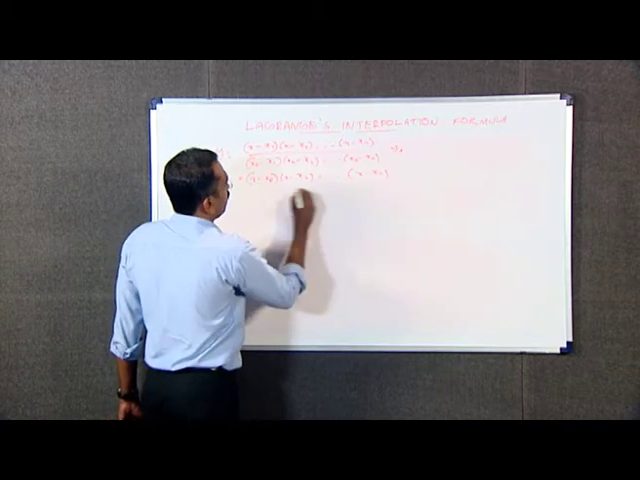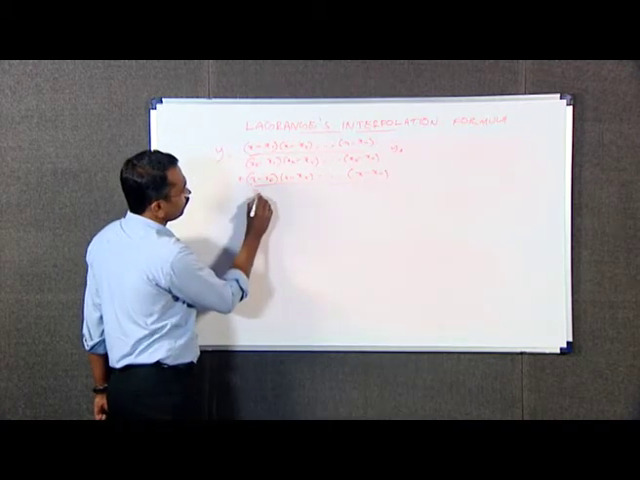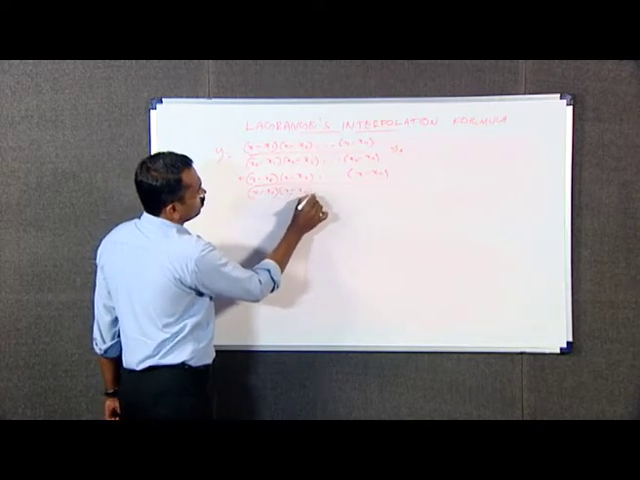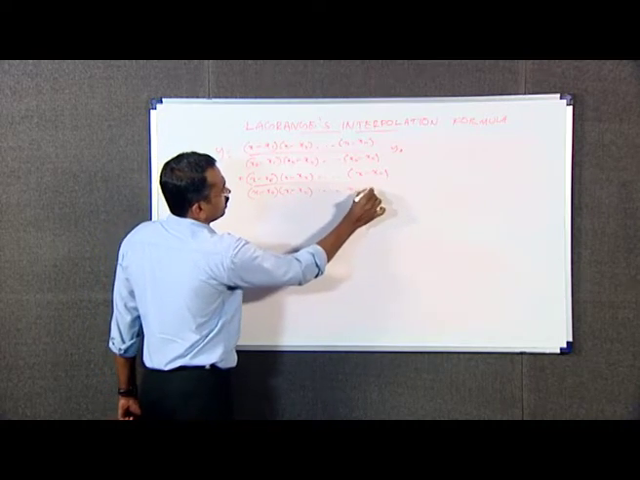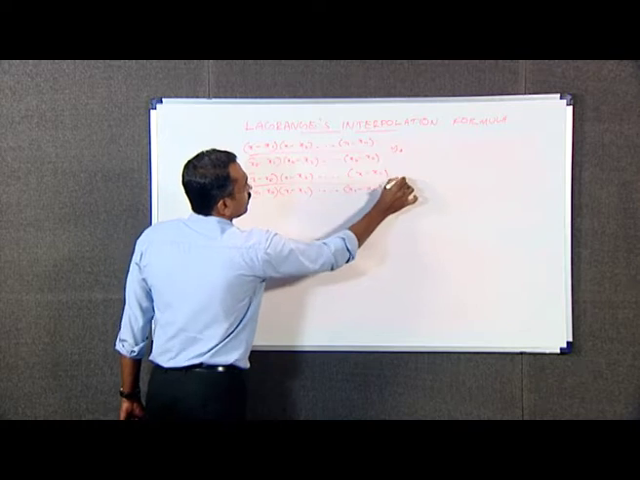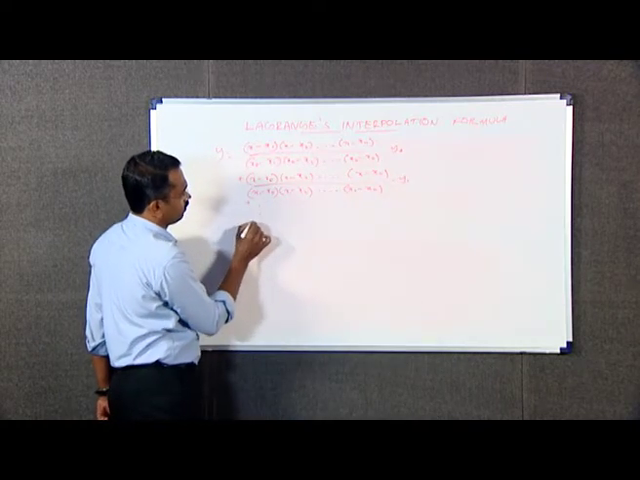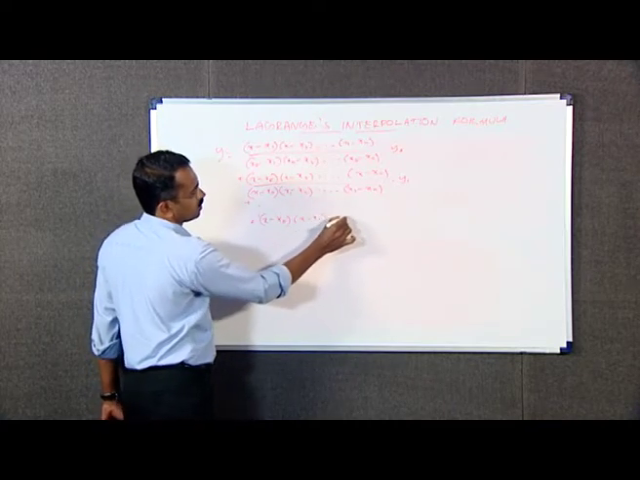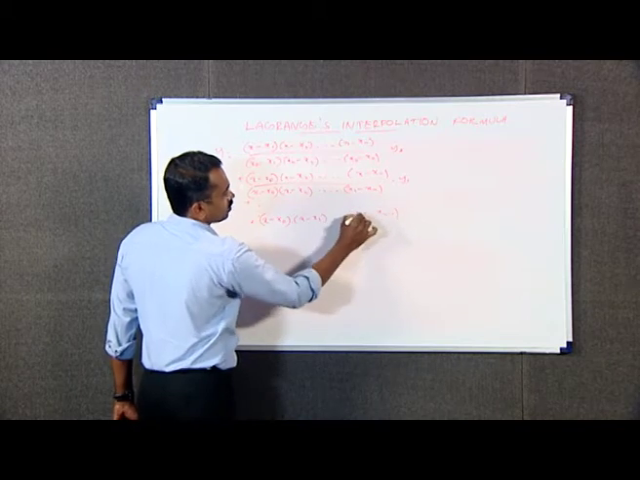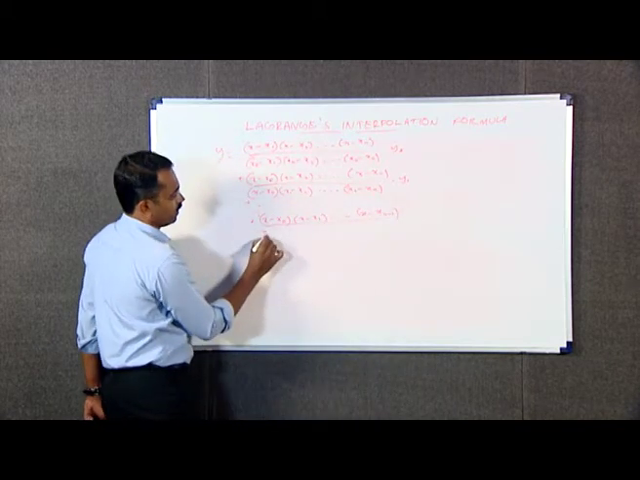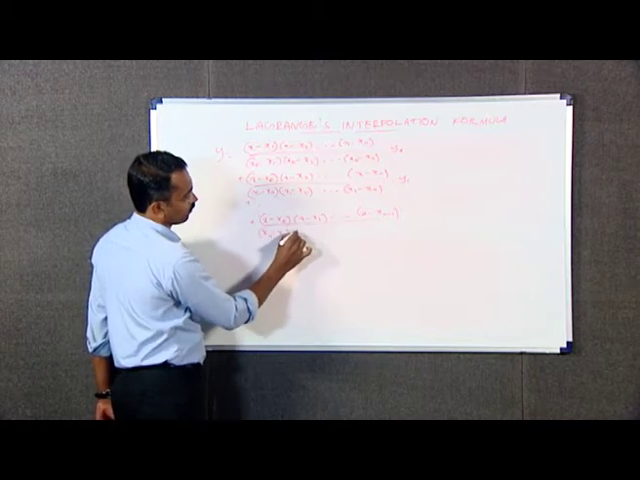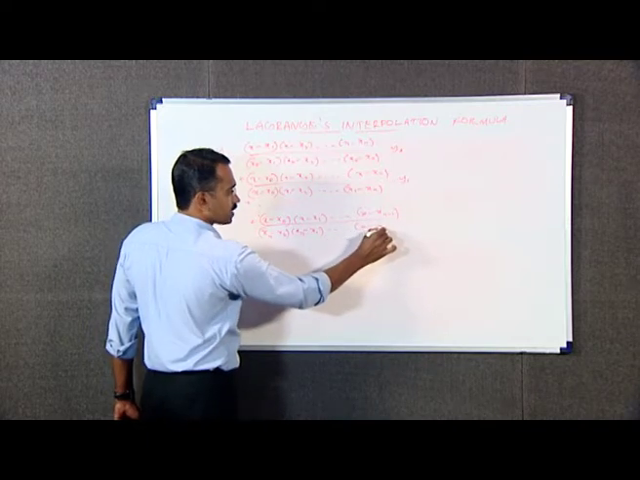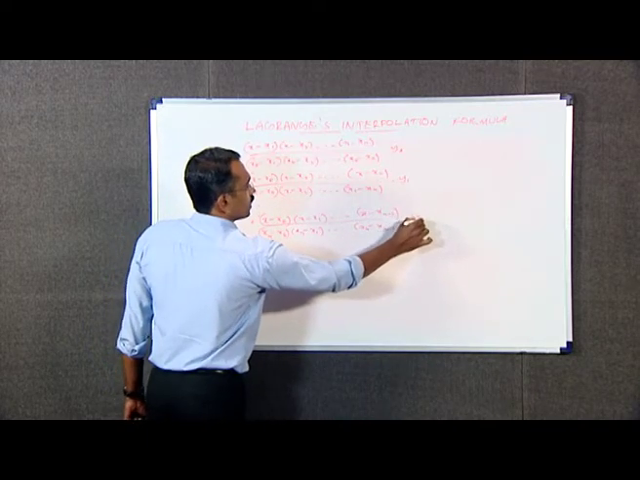x minus xn divided by x1 minus x naught into x1 minus x2 into etc. x1 minus xn into y1 plus etc. plus x minus x naught into x minus x1 into etc. x minus xn minus 1 divided by xn minus x naught into xn minus x1 into etc. xn minus xn minus 1 into yn.